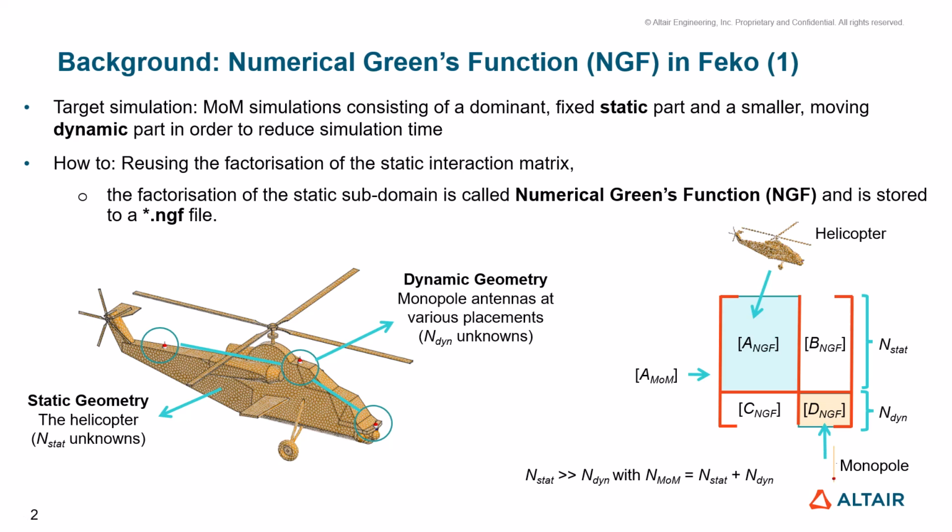The numerical Green's function stores an NGF file on the hard disk in the folder of the model. There could be several NGF files, by the way, if you use multi-core. And that's basically it.